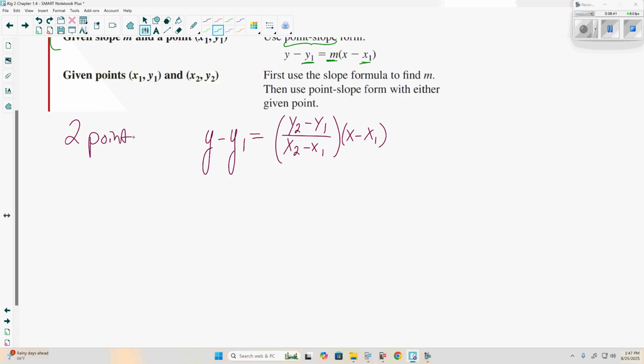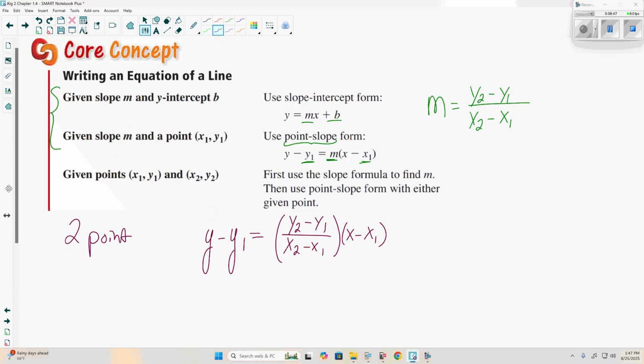Questions on this here so far? Is that a y1 or y2? So slope is equal to y2 minus y1 over x2 minus x1.